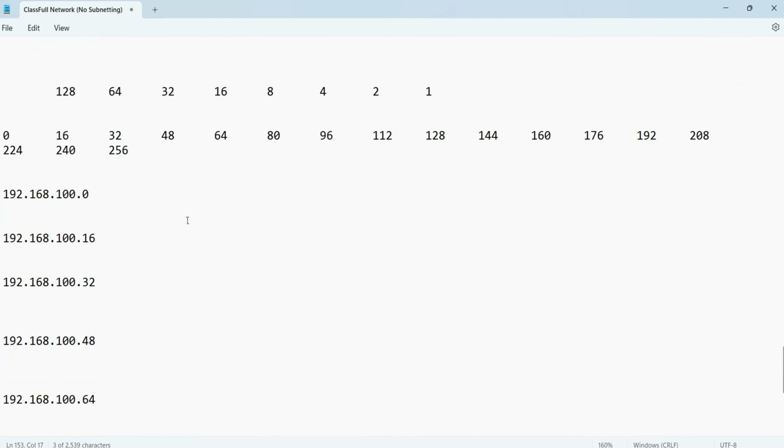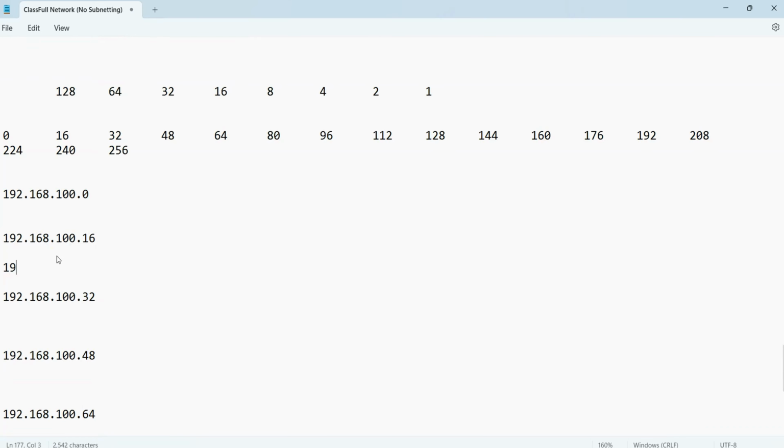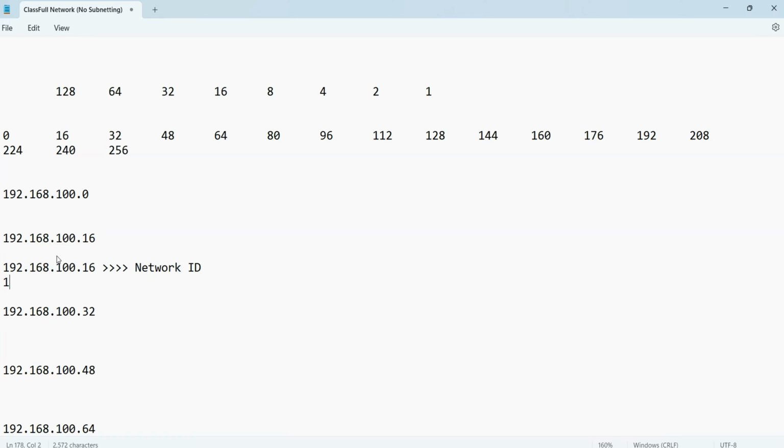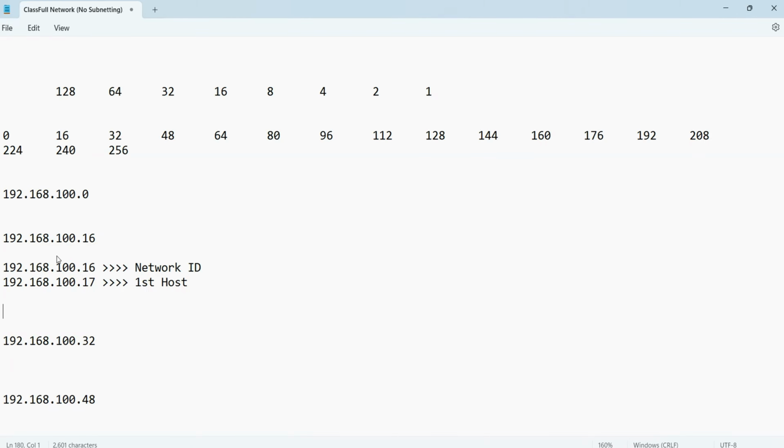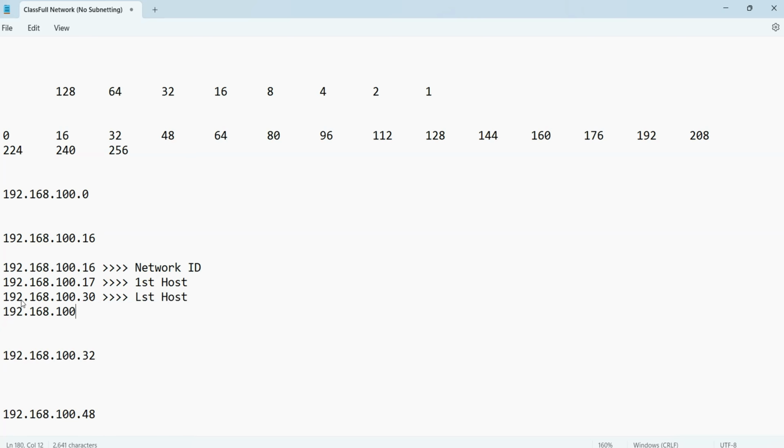So let me go ahead and look at one of the networks. Let's say the 16 network. The network ID is what? 100.16. This is my network ID. See this? This is a network ID. My first host is 100.17. Can you see this? This is the first host. Now, the last host is what? Well, my next network is 32. The last host is minus 2, which means this is 100.30. All right. This is the last host. And then the broadcast is 1 minus the next network, which is 100.31. And this one over here is the actual broadcast, as you see, right?